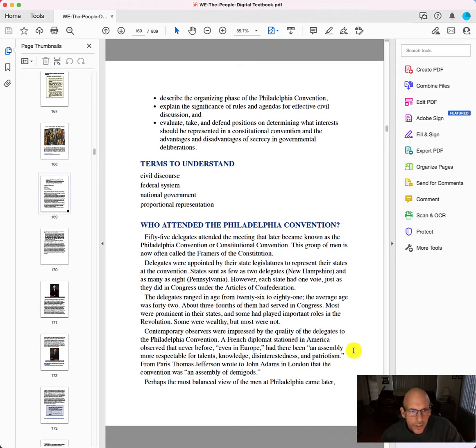Terms to take note of here: civil discourse. That's what we do in class. We attempt to. It's kind of like debate, but it's where you have a discussion where you're not attacking, you're not slinging mud, you're listening to other people's points of view, backing up what you have to say with facts, and considering the other people who bring facts to the table as well.